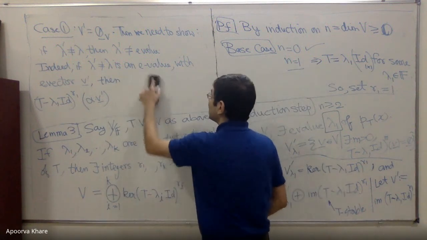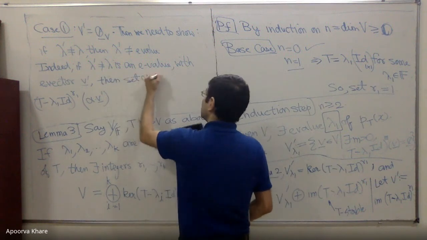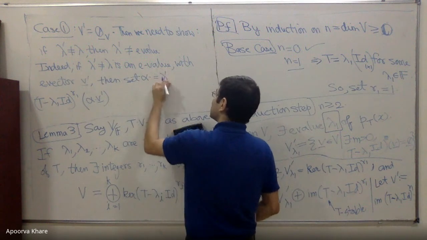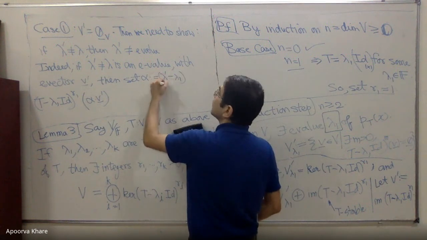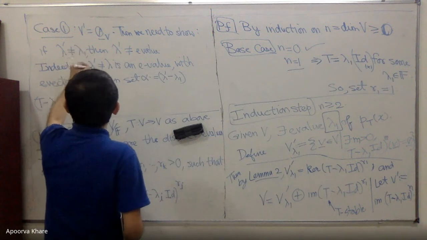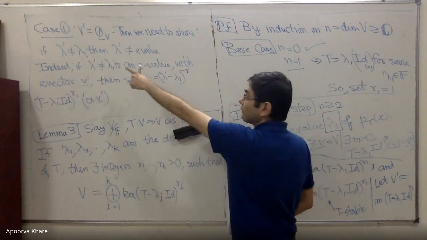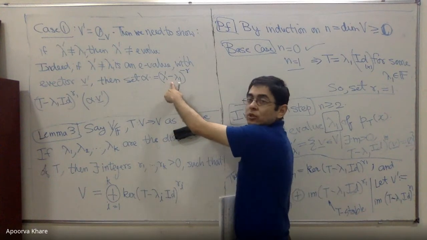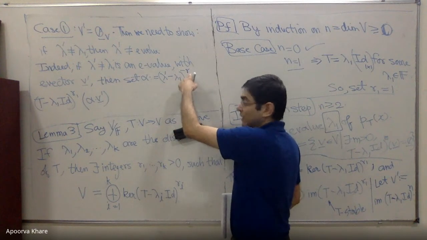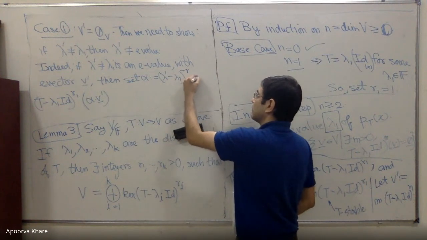So, let me even tell you what alpha is. Set alpha to be lambda prime minus lambda 1, to the minus r. Lambda prime is not equal to lambda 1, so this number is a non-zero scalar in the field. So it has a reciprocal, and we take the rth power of that reciprocal. And compute now.